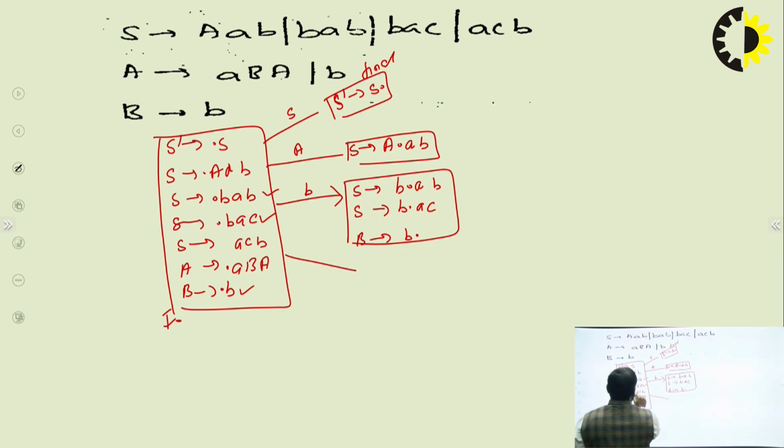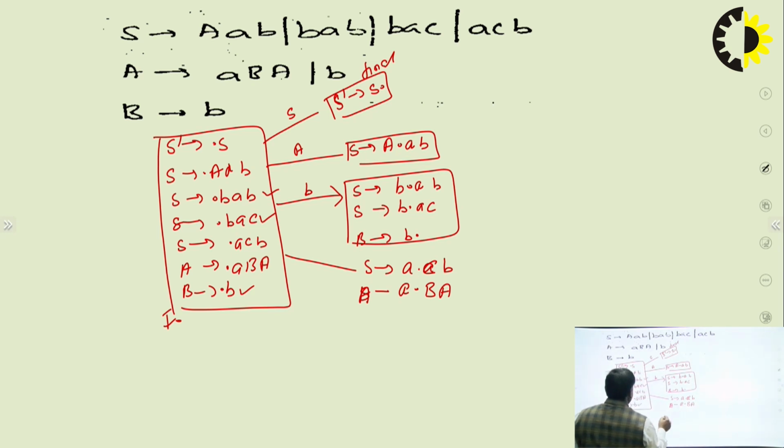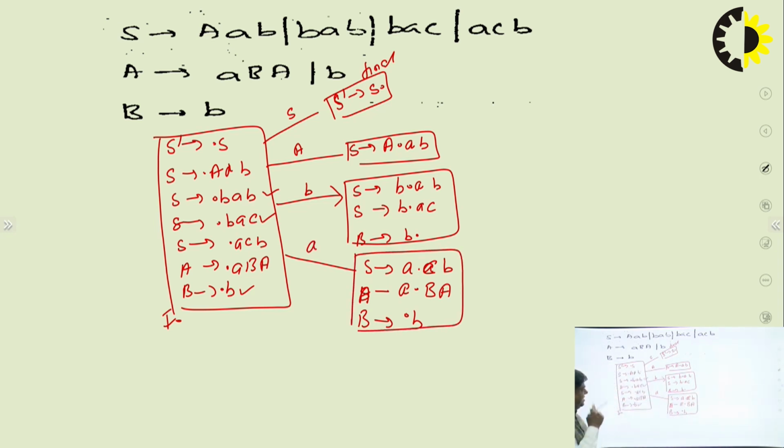Now the remaining state has S tends to A dot C B, and A tends to A dot B A, and we explore the B production, that is B tends to B, and here the input is A. Now we check whether this given grammar is an LR0 grammar or not. If a shift reduce problem or reduce reduce problem occurs, then this given grammar is not an LR0 grammar.